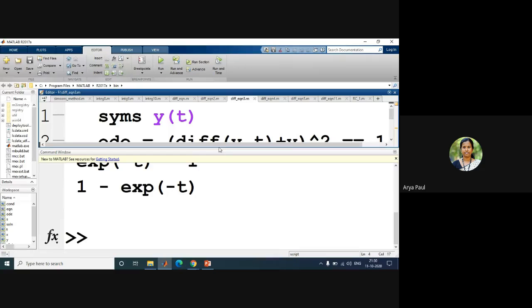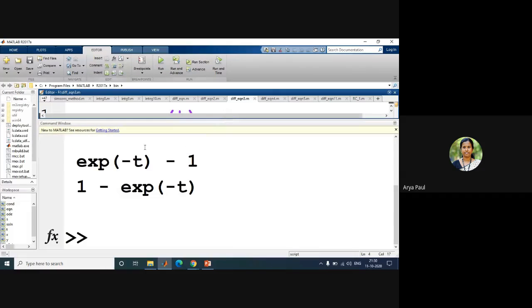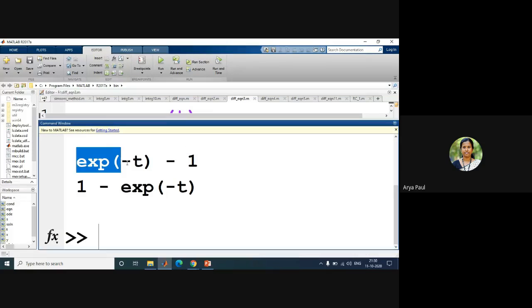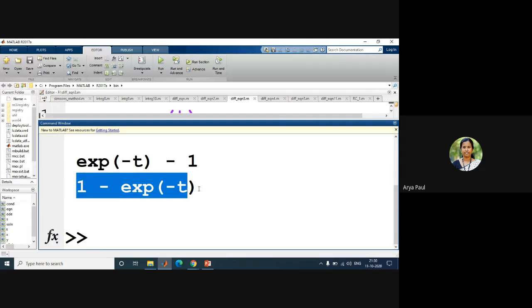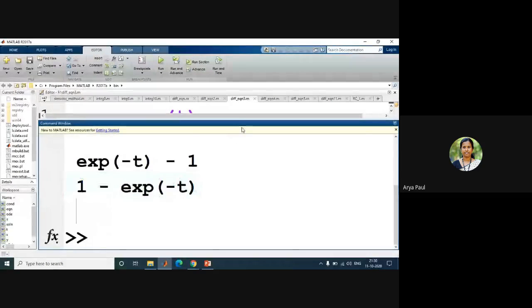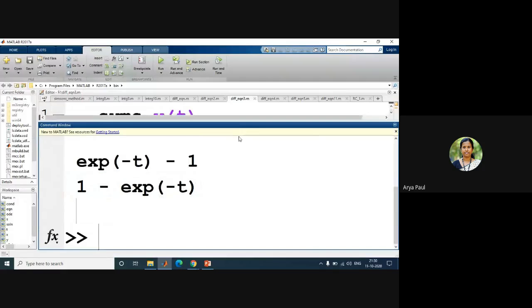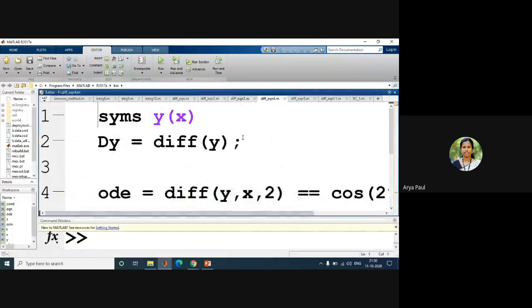So you'll be getting multiple solutions here. One solution is e raised to minus t minus 1. The other solution is 1 minus e raised to minus t. Multiple solutions are there. Next, another example.